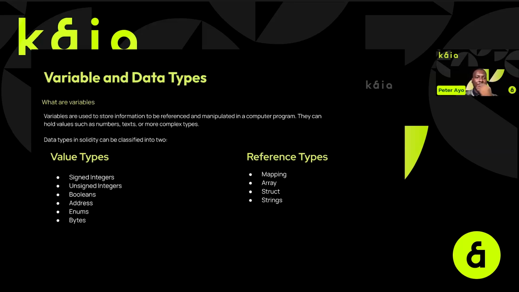The various data types in Solidity. And that will bring us to understanding variables, and what the various types a variable can be, especially in Solidity. Now, in simple terms, variables are used to store information that needs to be referenced or manipulated later on in a particular computer program.